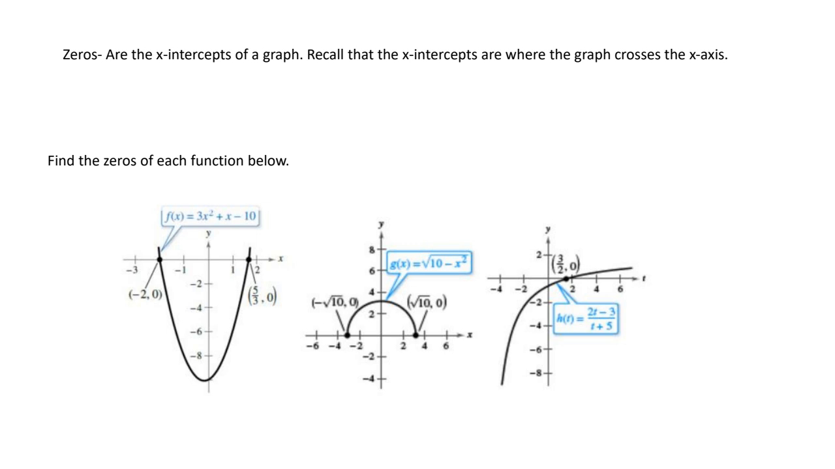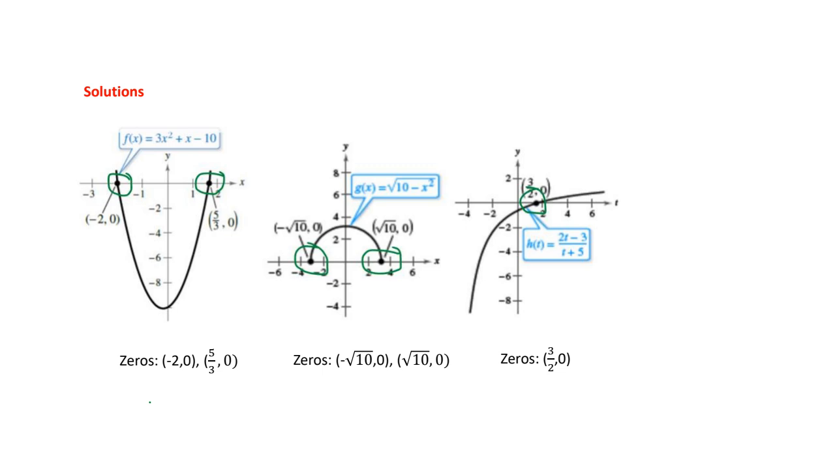Now we're finding the intercepts. Zeros, intercepts, solutions, and also roots all mean the same thing. In this case, they're saying to find the zeros, which are the x-intercepts, which means where does a graph cross the x-axis. Here we have 3 different graphs. Okay, so these here, guys, are my intercepts, the -2, 0 for graph number 1.